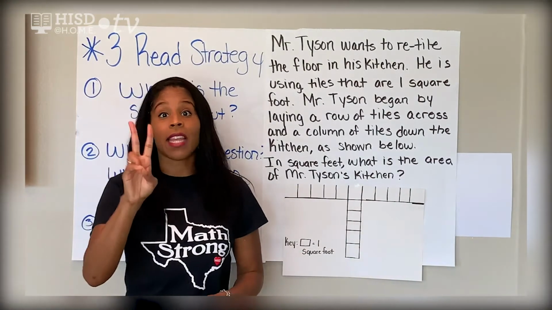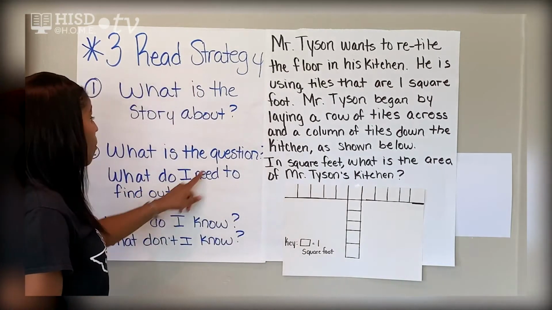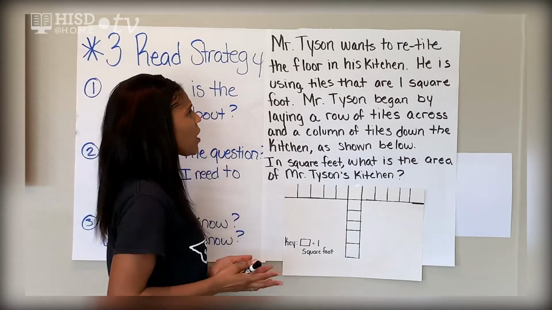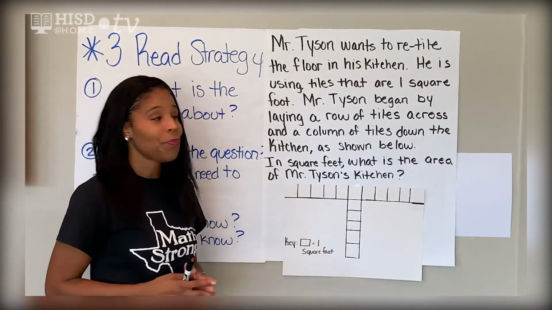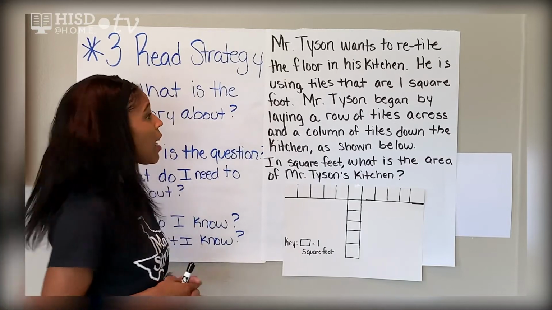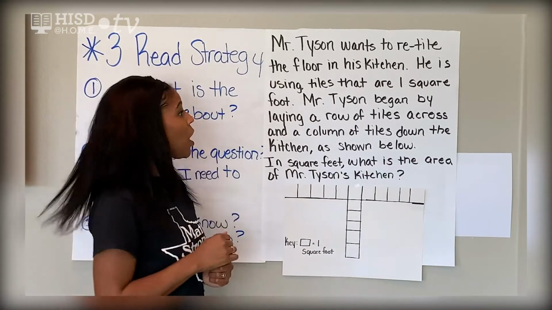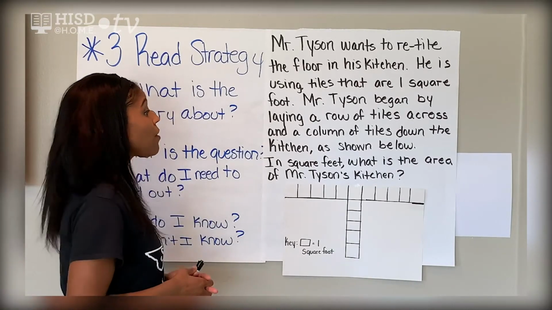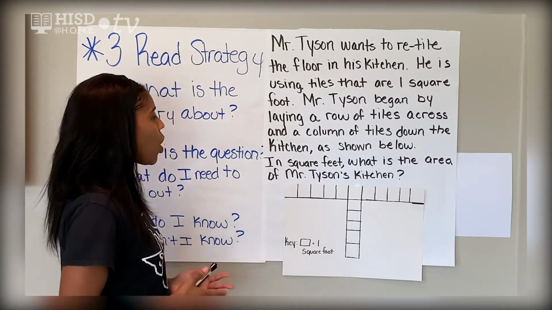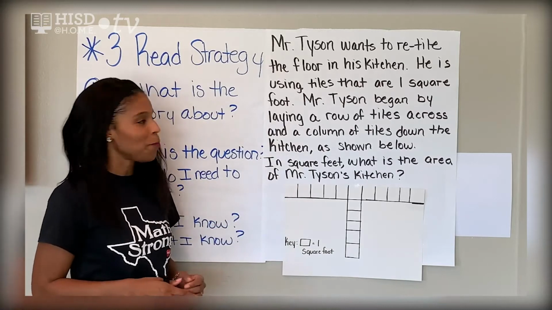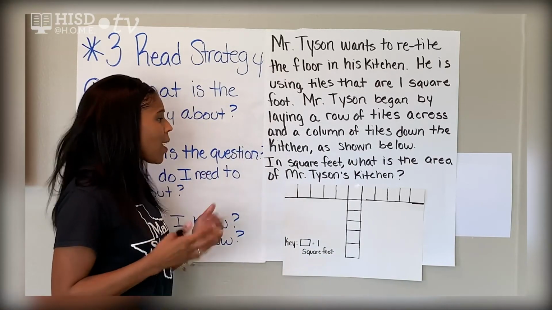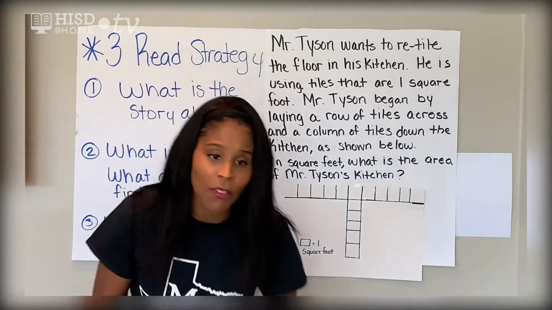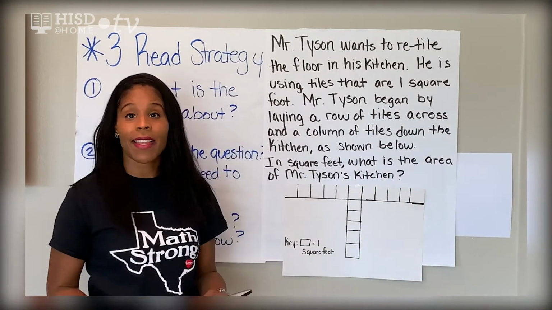Now I'm going to read it for the second time. Remember, when I read the second time, I want you to think about that question, okay? Mr. Tyson wants to retile the floor in his kitchen. He is using tiles that are 1 square foot. Mr. Tyson began by laying a row of tiles across a column of tiles down the kitchen, as shown in my picture here. In square feet, what is the area of Mr. Tyson's kitchen? So now we want to ask ourselves, what are they asking us for?